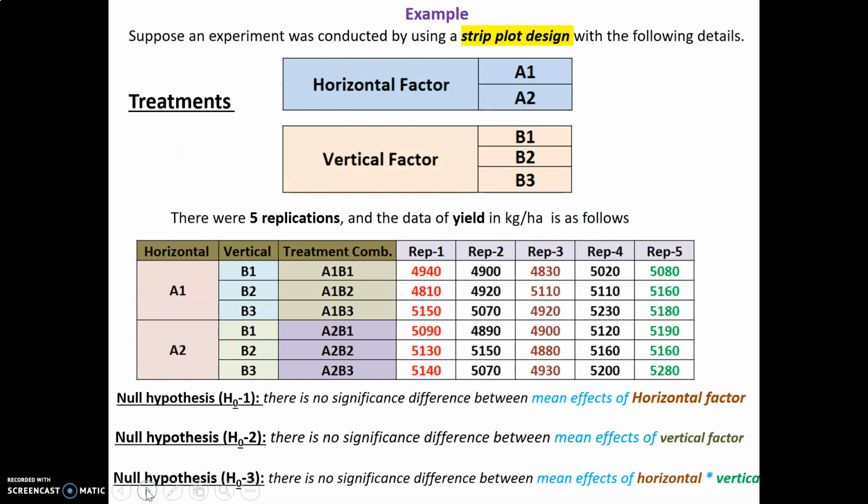Let us analyze strip plot design with the following example. Here I have taken a horizontal factor with two levels, that is A1, A2, and a vertical factor with three levels, B1, B2, and B3. Here, 5 replications are there, and the data is yield data, that is kg per hectare. As already mentioned, there are three null hypotheses. The first one is related to the horizontal factor, the second one is related to the vertical factor, and the third one is related to the interaction, that is the combination of both horizontal and vertical factor.